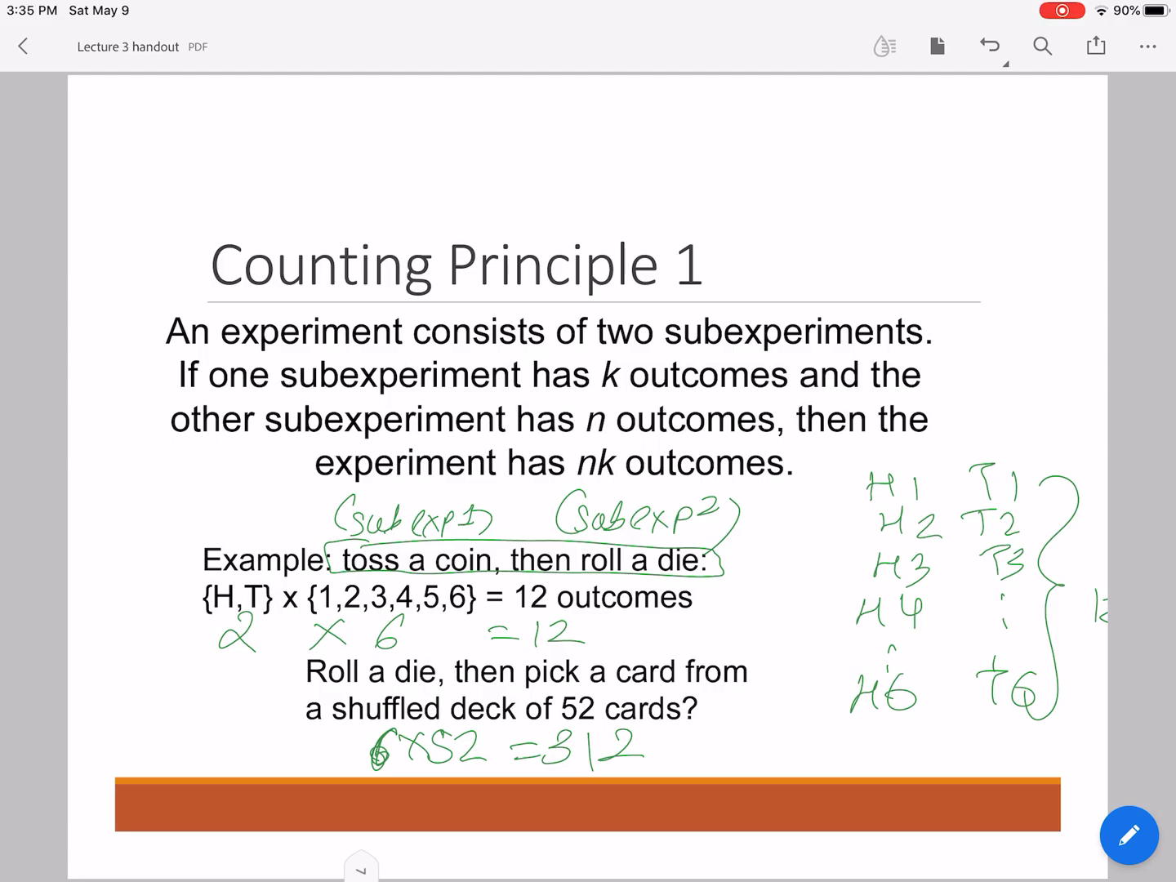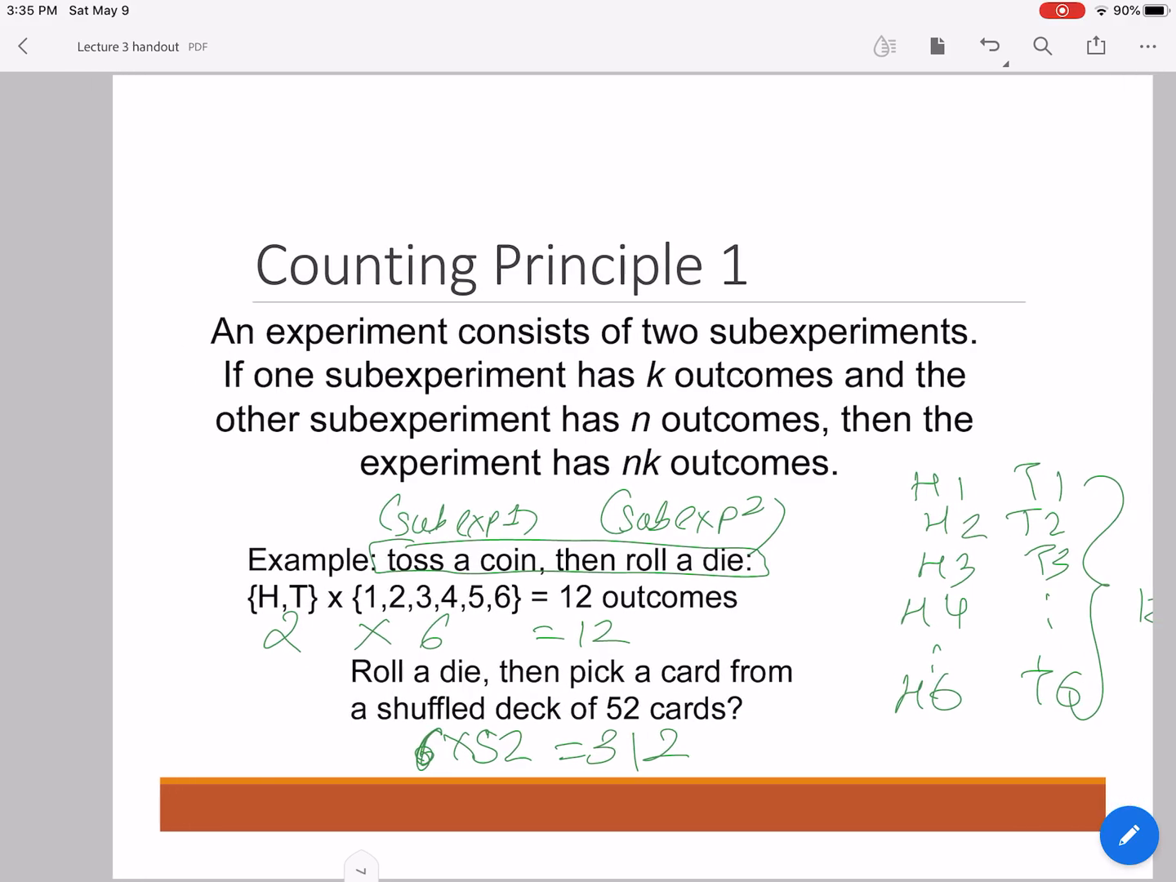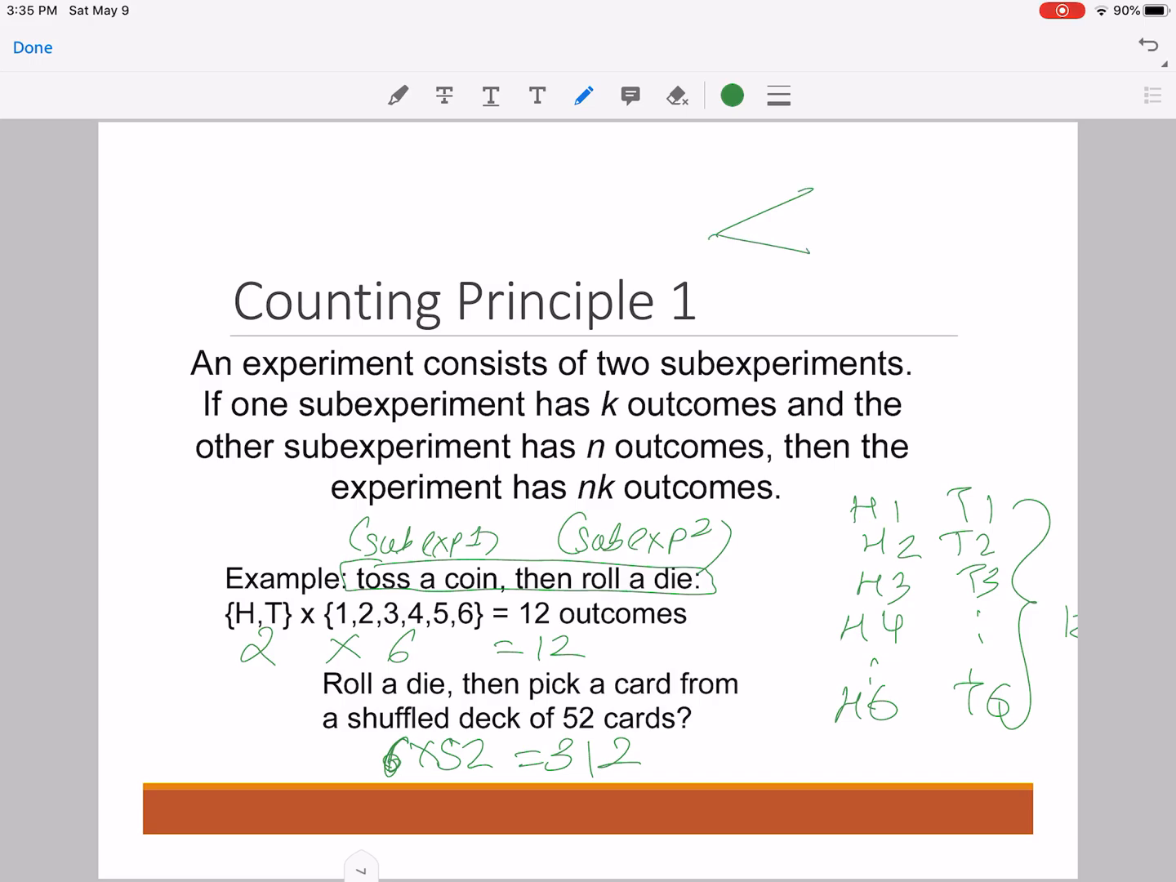So that is counting principle number 1, which is used to count the number of outcomes in an experiment that is composed of multiple sub-experiments. In fact, you have implicitly applied counting principle number 1 when you were performing your law of total probability problems using tree diagrams.